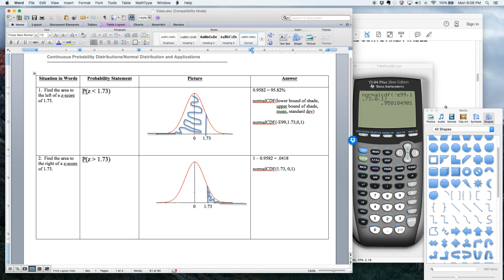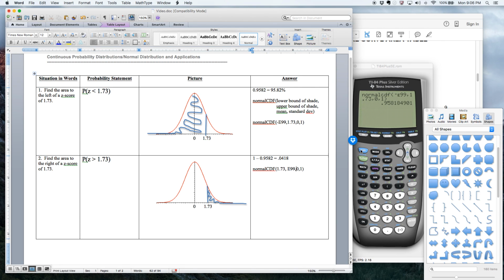Now my upper bound of the shaded region, what is it? Well, technically, this shade goes on forever, right? So there isn't an upper bound. So what is that upper bound technically? Well, technically it's infinity, but this time in the positive direction. So that's positive infinity. Now to type negative infinity, we wrote negative E99. So to type positive infinity, we're just going to type E99. So this will be E99, and of course, comma 0, comma 1. So we're saying start at 1.73, shade forever, when the mean is 0 and standard deviation is 1.